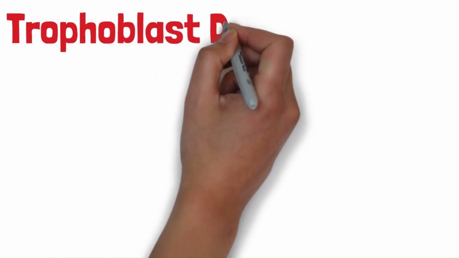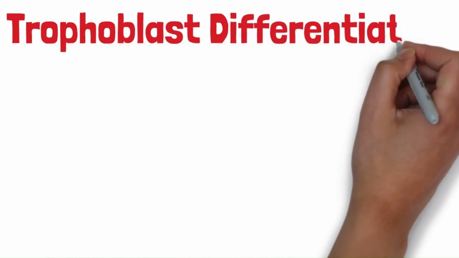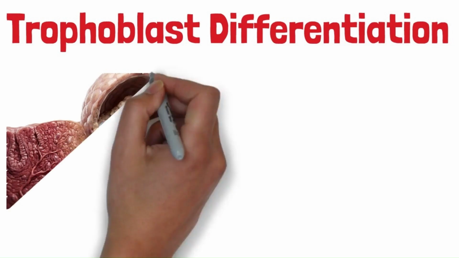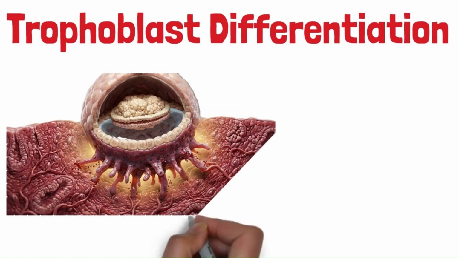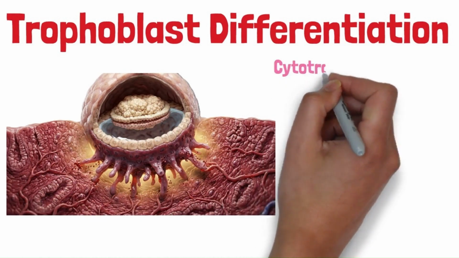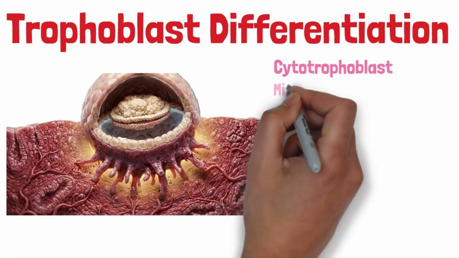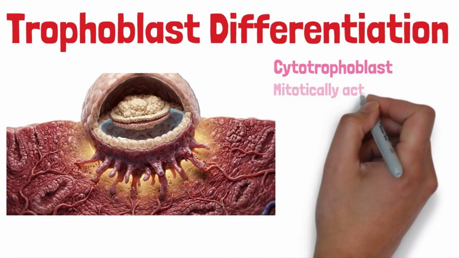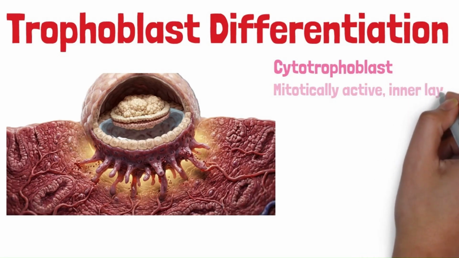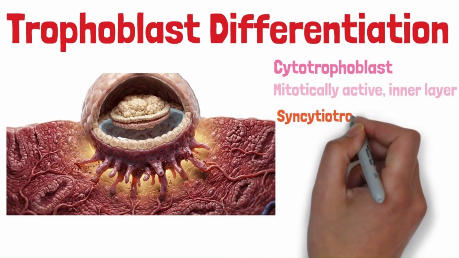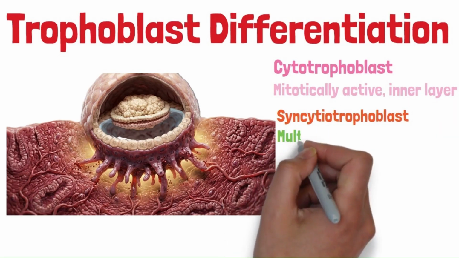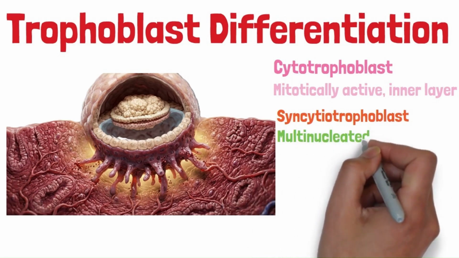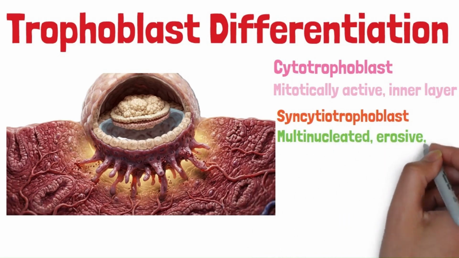As the trophoblast burrows into the uterine wall, it splits into two different layers. The cytotrophoblast is the inner layer. It's still mitotically active, still dividing. The syncytiotrophoblast is the outer layer. It's multinucleated, it's invasive, and here is the key point. It does not divide. This outer layer is what makes hCG, human chorionic gonadotropin.